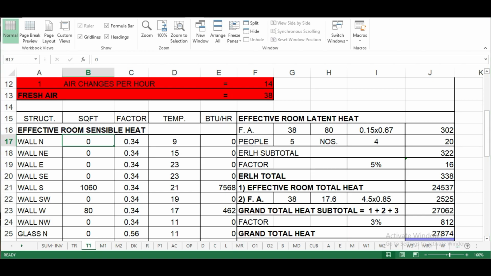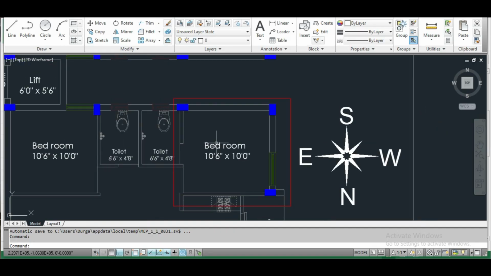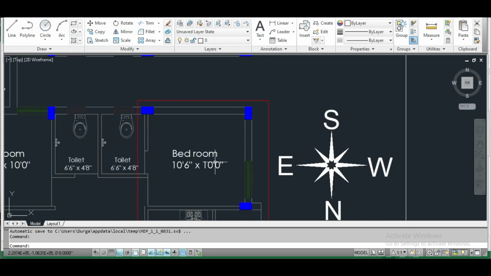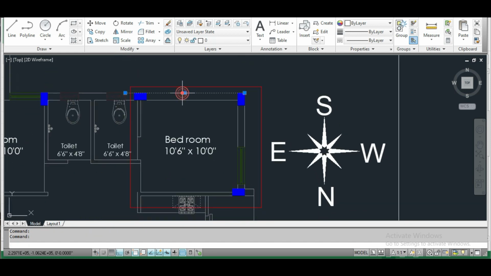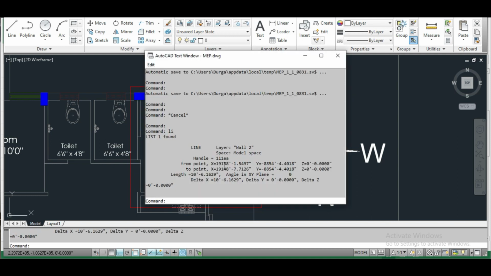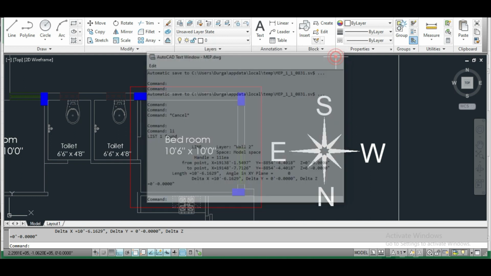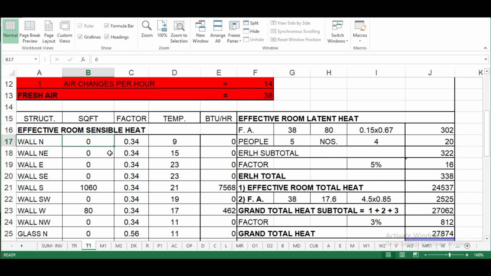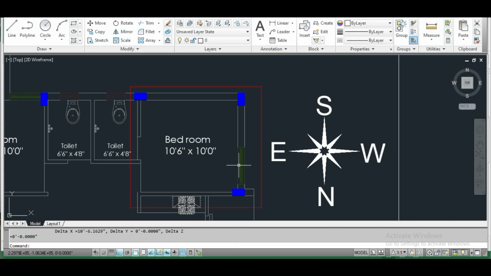As you see over here, the drawing and the compass value. So this is the south side, and the length is 10.6 feet, right? And the height we have considered over here is 10 feet, so it comes to 106 feet, wall south.